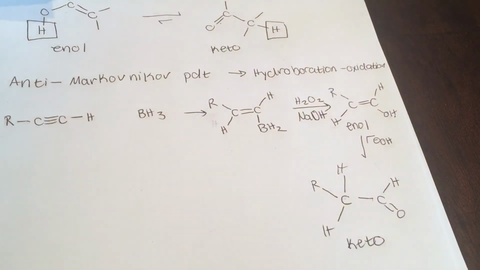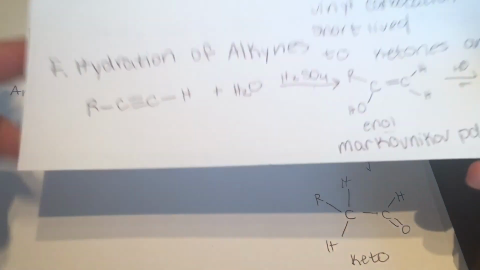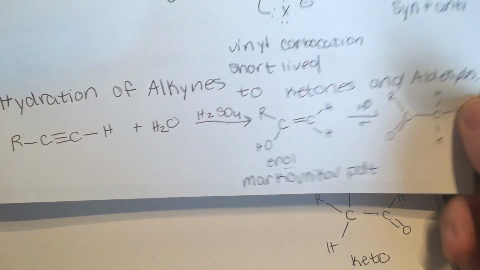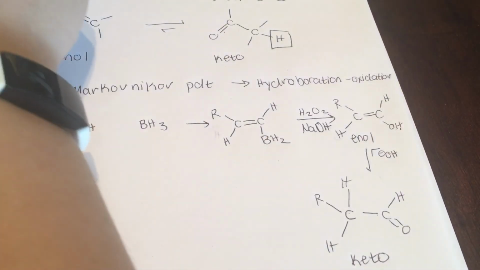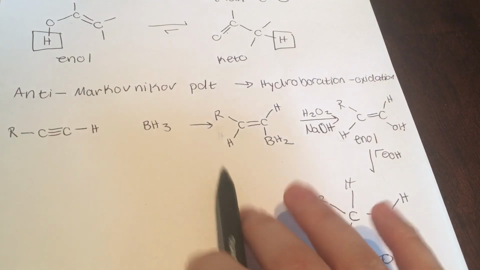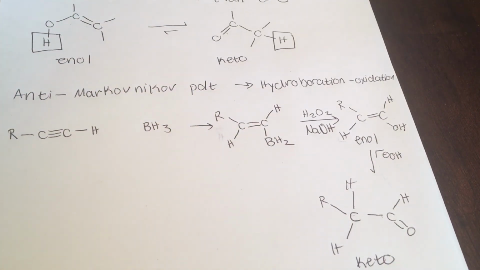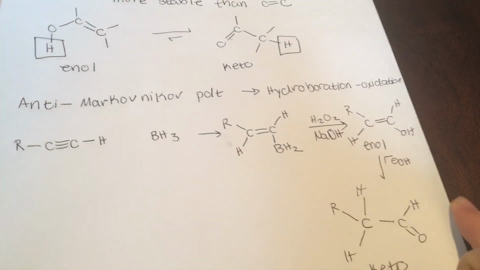Okay? So now let's go through these mechanisms. There are two different mechanisms. One is with acid and one is with base, because in acidic conditions, we have the Markovnikov addition. And then in basic conditions, we have the anti-Markovnikov addition, okay? And remember, in acidic conditions, you are never going to have a negative charge. And in basic conditions, you are never going to have a positive charge. So I'm going to start a new piece of paper to go through these mechanisms, okay?